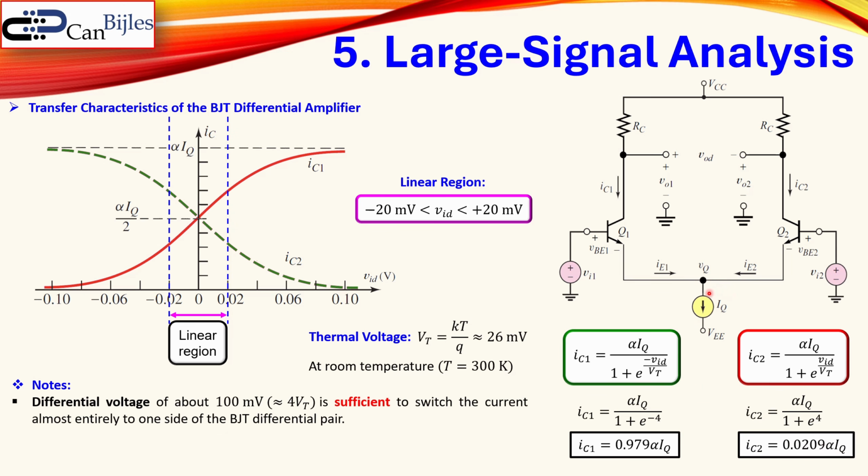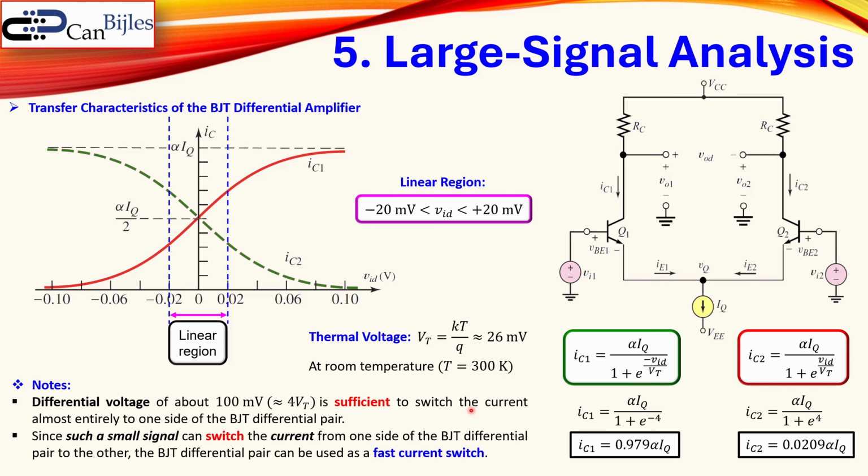If I now calculate it for the IC2, that is in this case approximately 2% of the tail current. So you see, most of the tail current will be flowing in the left branch, and just 2% of the tail current will be in the right branch if you have here a VID which is positive. Of course, the opposite will be the case if you have a VID which is negative.